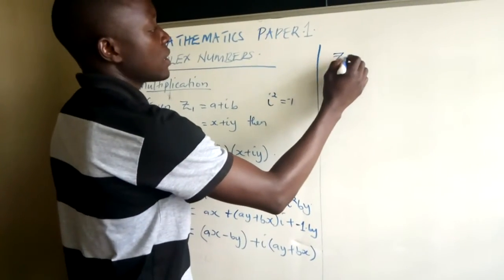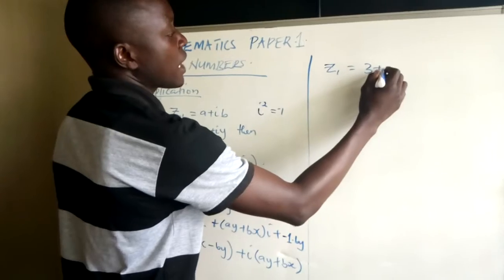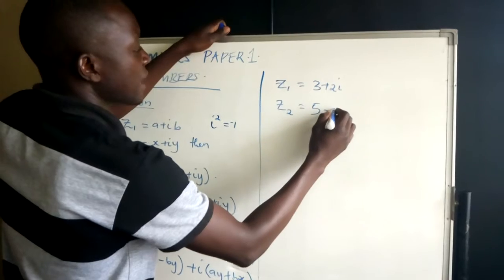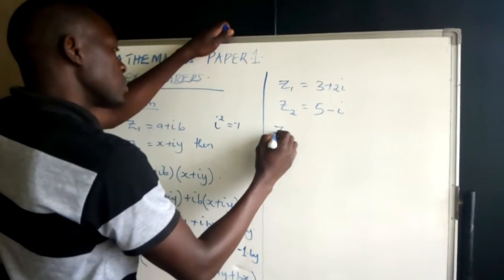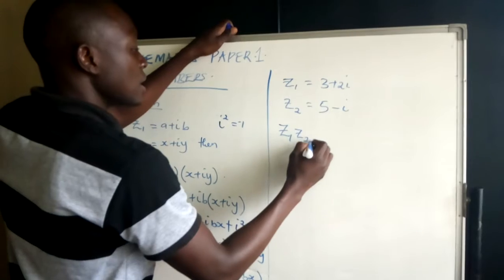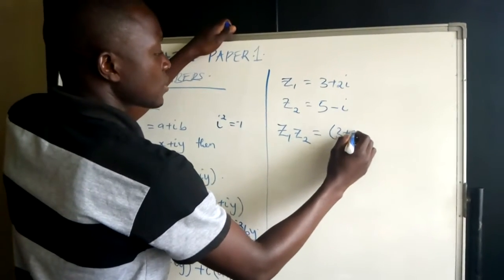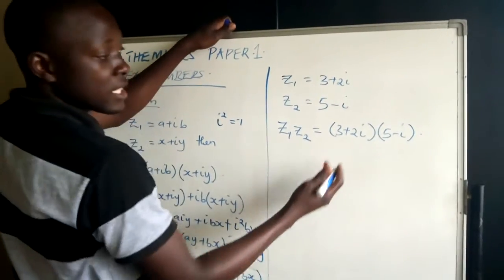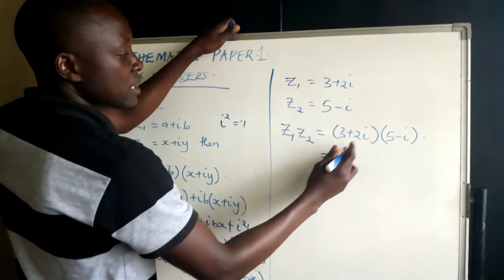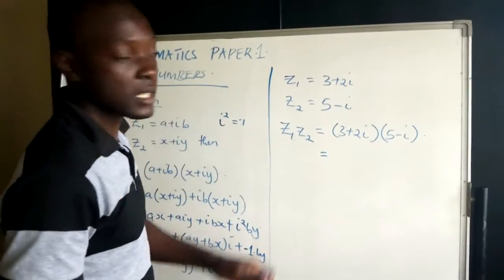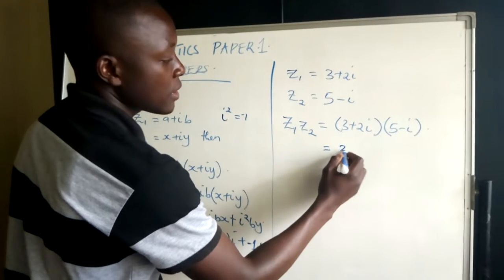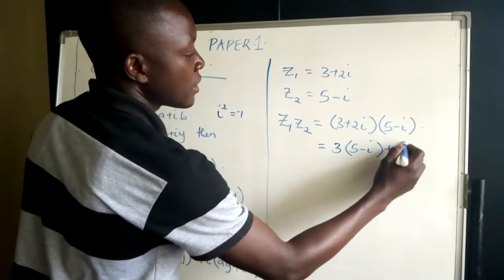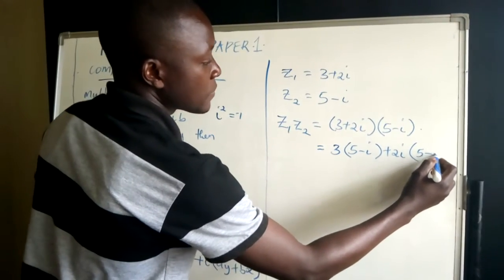If we are given z1, which is 3 plus 2i, and z2, which is 5 minus i, then multiplying z1 times z2, this becomes (3 plus 2i) times (5 minus i). And as we said, this is opening brackets. Every element in the first bracket multiplies every element in the second bracket, and this will give us 3 into (5 minus i) plus 2i into (5 minus i).